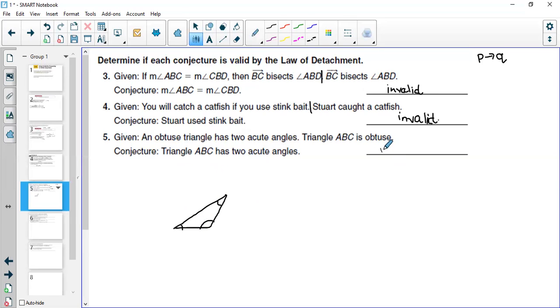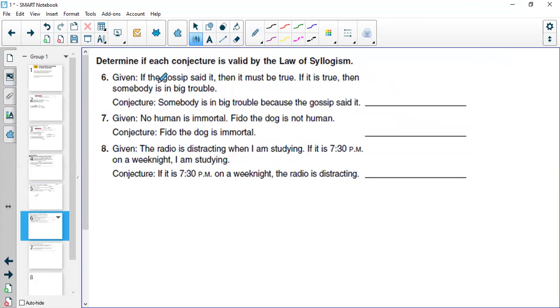Yes, this is a completely valid conjecture because if it is an obtuse triangle, then definitely it will have two acute angles. Now, instead of saying triangle ABC has two acute angles, if they would have said a triangle has two acute angles, that becomes invalid because we don't know which triangle they're talking about. So this is how you need to see whether each conjecture is valid by law of detachment. As I said, when you do more of these kinds of logical thinking questions, you will understand what you need to do. So better you practice some more questions of the same kind.